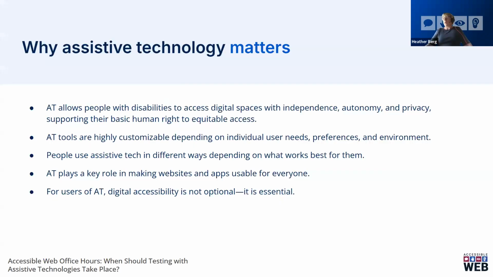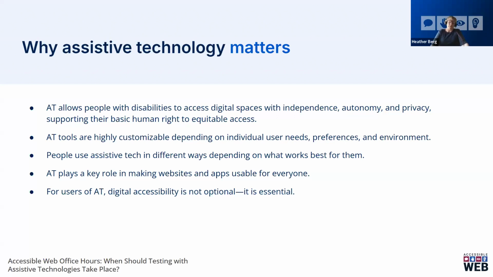Next slide. Why is assistive technology so important? So probably the top reason is that assistive technology, when coupled with digital accessibility, allows people with disabilities to access digital spaces with independence, autonomy, and privacy, and basically supports their human right of equitable access to digital information, products and services. Assistive technology tools are highly customizable, they're very robust and flexible, and that means that they can be adjusted to meet individual use cases, needs, preferences, and environments. So it makes them usable by a lot of different folks.